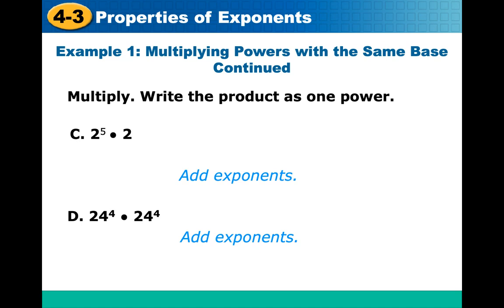All right. So, sorry, I just told you that. That would be 5 plus 1, so that would give you 2 to the 6th power. The next one, again, you have the same base of 24. Add your two exponents, 4 plus 4, which would give you 24 to the 8th power.